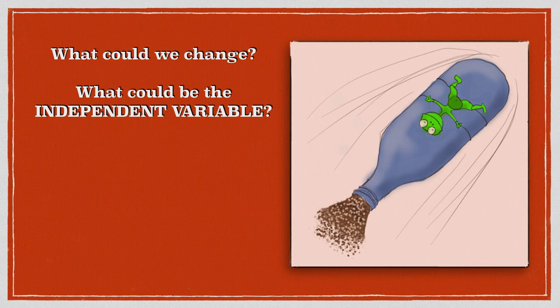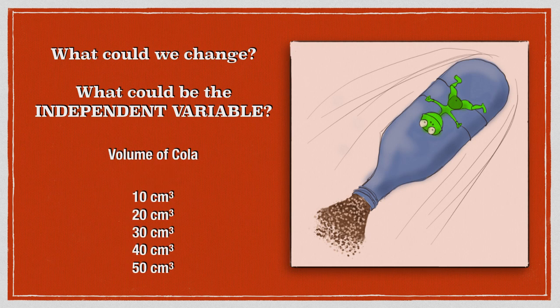What could we change, or what could be the independent variable for the Coke and Mentos experiment? Well, we could just change the number of Mentos that you put in the bowl. We could put 1 in the first iteration, then 2, then 3, then 4, then 5. Or we could keep the Mentos the same, maybe have 5 in there, and add different volumes of cola. Say 10 centimeters cubed up to 50 centimeters cubed.